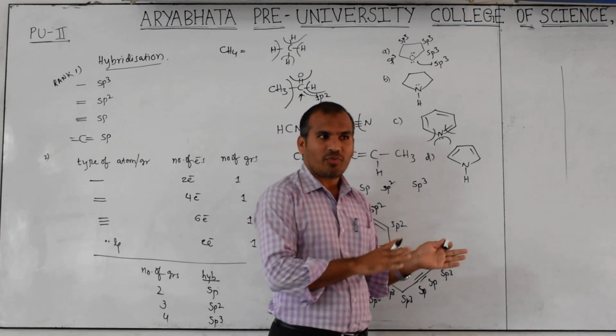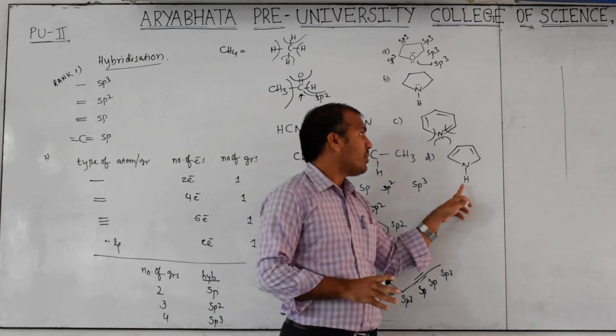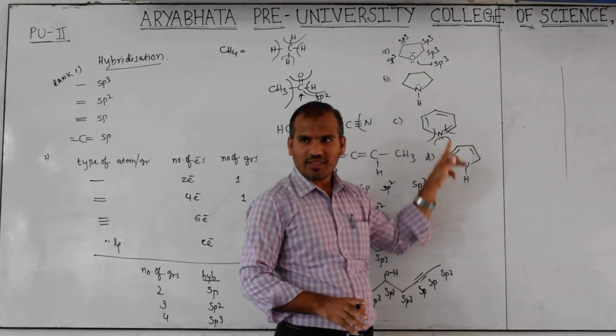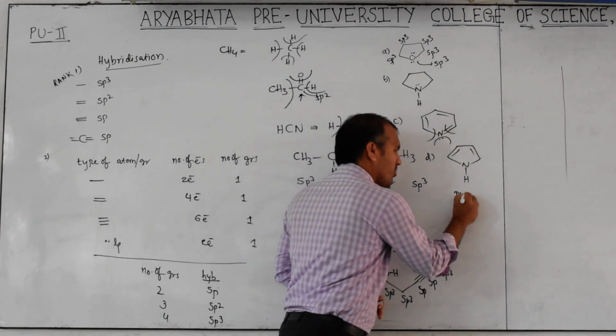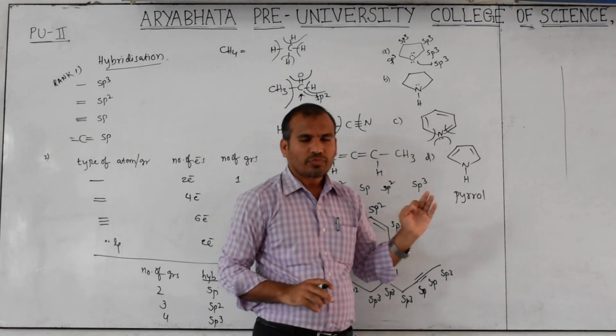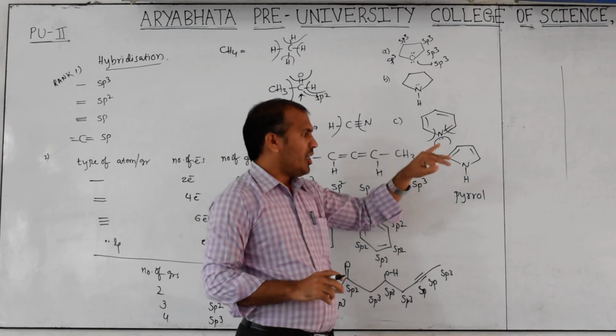Some heterocyclic compounds are given in your textbook. This is called pyrrole, this is pyridine. Remember this, this is pyridine. This is called pyrrole, somewhere it is pronounced differently. Come on, tell each atom's hybridization.